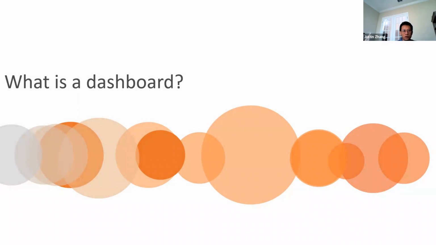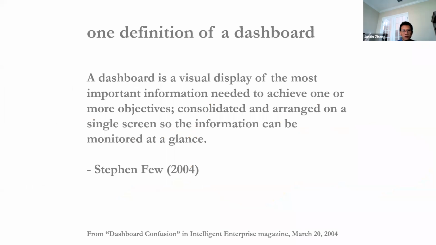So now next, what is a dashboard? So here is a definition from Stephen Few in 2004. So he says a dashboard is a visual display of the most important information needed to achieve one or more objectives, consolidated and arranged on a single screen so the information can be monitored at a glance. So his definition is very specific, but he does not believe that something interactive or exploratory is by definition a dashboard.